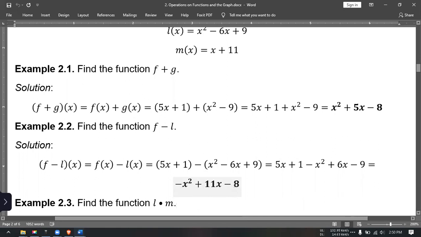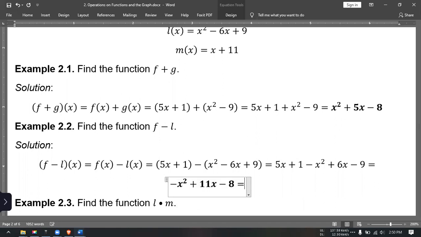Pero if you want to make your x squared a positive one, pwede nyo baliktarin yung mga signs naman. Na wala rin problema sa akin. So we have x squared minus 11x plus 8. These are just equal. So I'll be considering both of the solution. Okay.